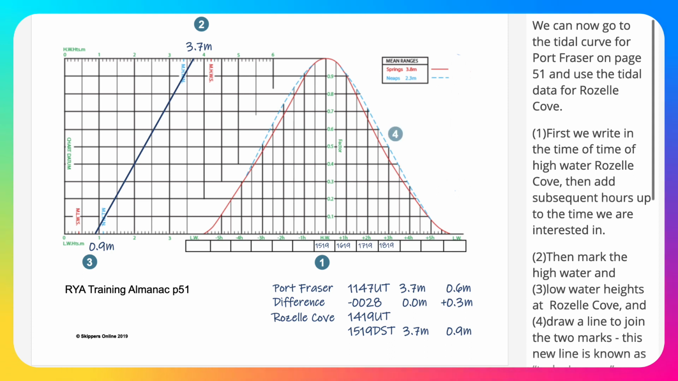Draw a line up from 1800, which is the time we are interested in. Because the range at Port Fraser is 3.1 meters, we interpolate between the spring and neap curves. Draw a horizontal line along from here to intersect today's curve, and from there draw up to the height scale, where we see that the height of tide at Rozelle Cove at 1800 is approximately 2.4 meters.